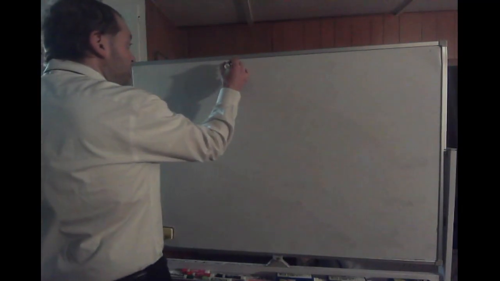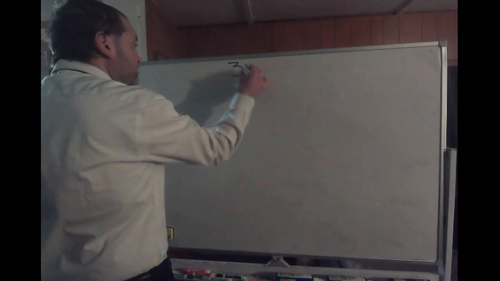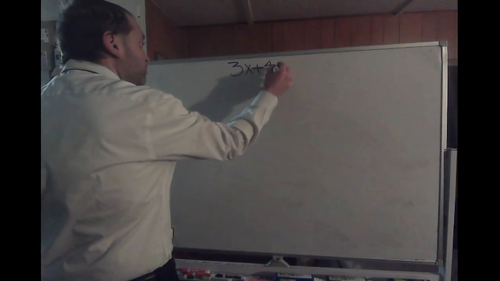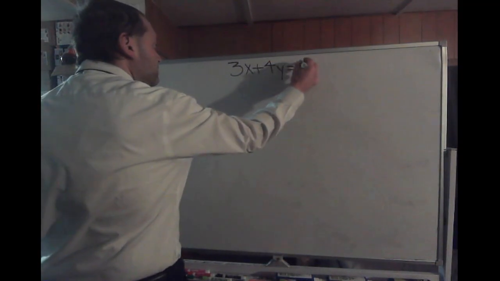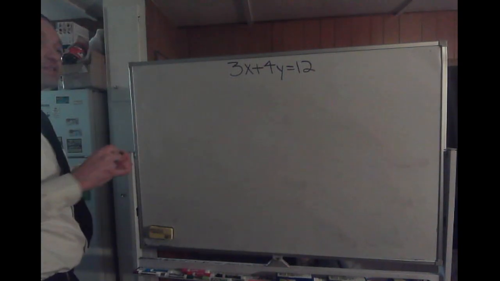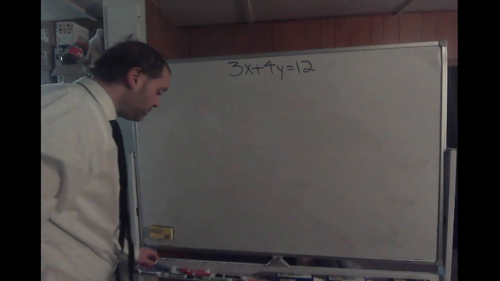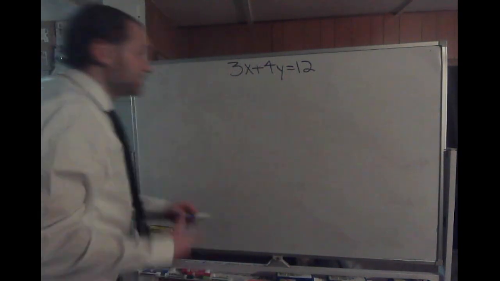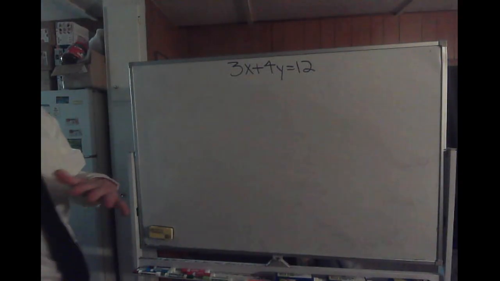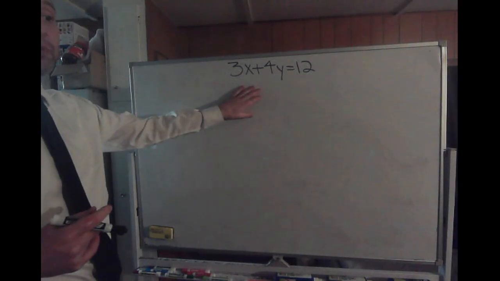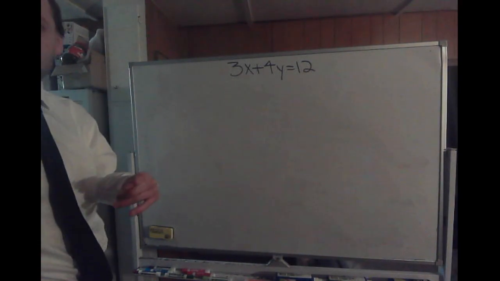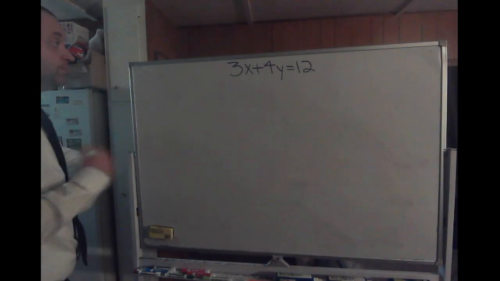Okay, let's say we have the equation in standard form, 3x plus 4y equals 12. We want to convert this from standard form into slope-intercept form because the goal is to find your slope and y-intercept.